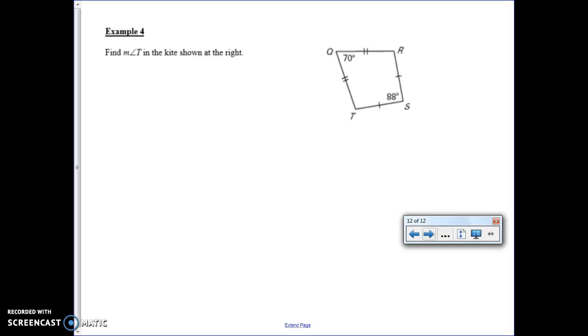All right, find the measure of angle T in the kite shown at the right. Well, I know, based on that theorem we just talked about, that these two angles have to be congruent to each other. So if I call one x, then the other one would also be x. So I have 70 plus 88 plus x, plus x, and all four angles of a quadrilateral add up to 360. From there I can solve. So 70 plus 88 is going to give me 158, plus 1x plus 1x is 2x equals 360.